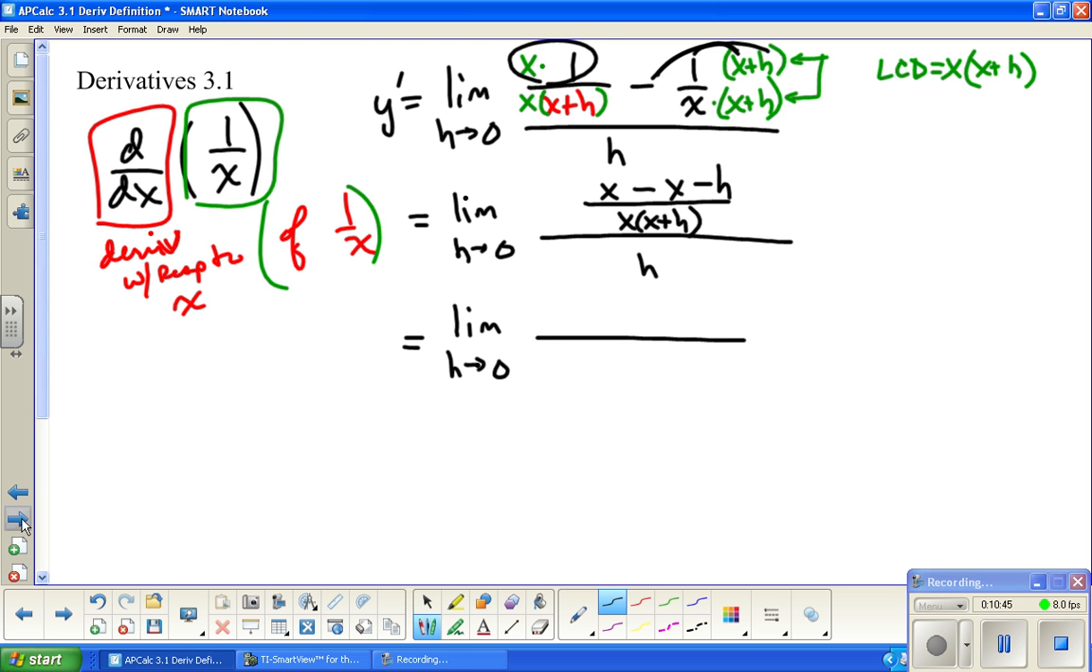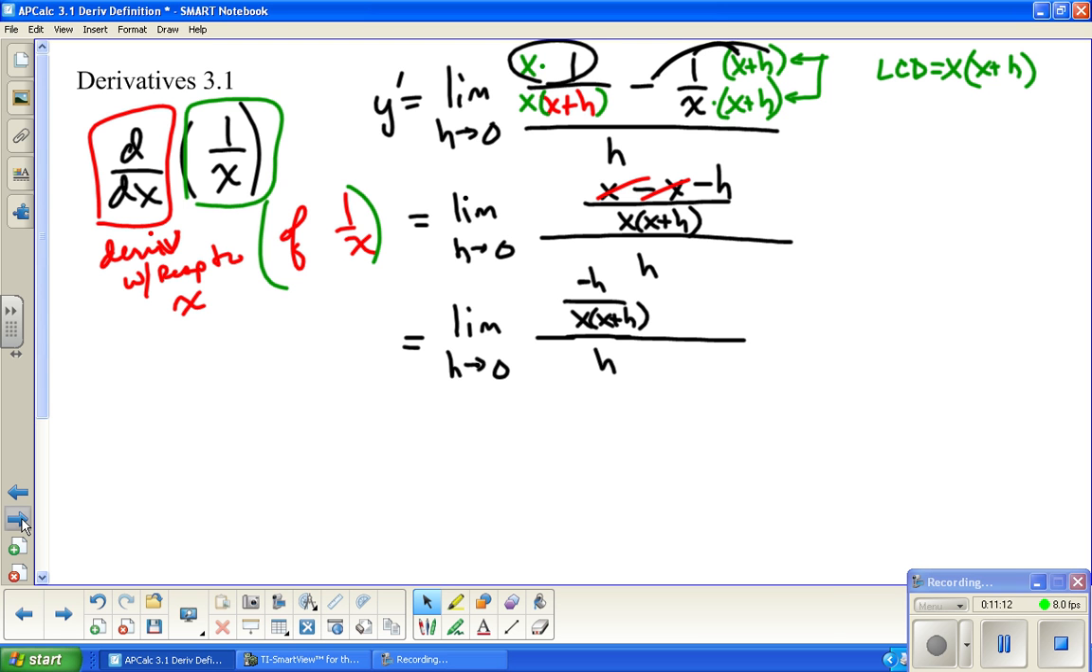Okay, so on the top, for all of you following along at home, x minus x is nothing. So in the numerator now I have negative h over, sorry, I don't like where I put it. Negative h over x times x plus h, all over h.